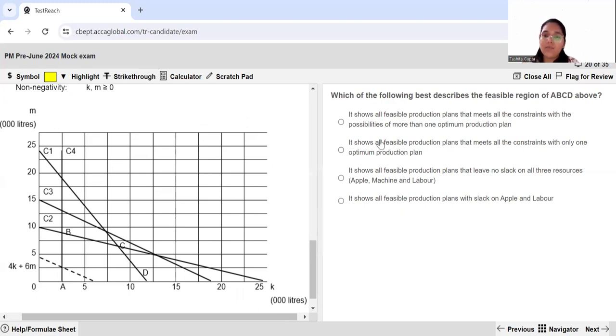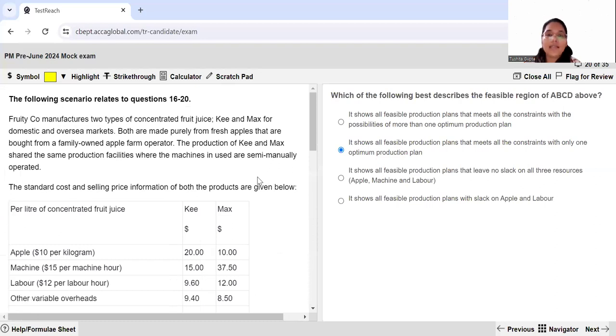Let us go statement by statement. It shows all feasible production plans that meet all of the constraints with the possibility of more than one optimum production plan. No, whatever feasible area you are identifying, there will be only one optimum production plan. So let's see which statement says it shows all feasible production plans that meet all the constraints with only one optimum production plan. Optimum production plan means the place where you are maximizing your profits, which is only going to be one place, one production plan. So this is what you are going to answer over here.